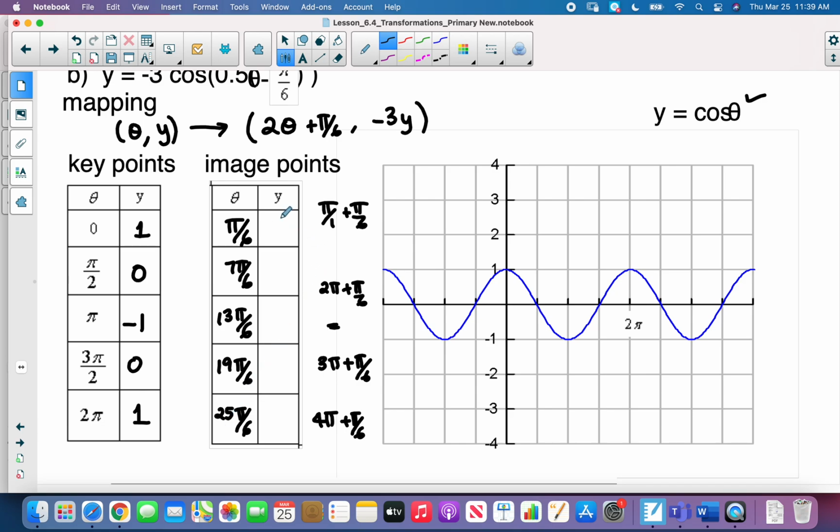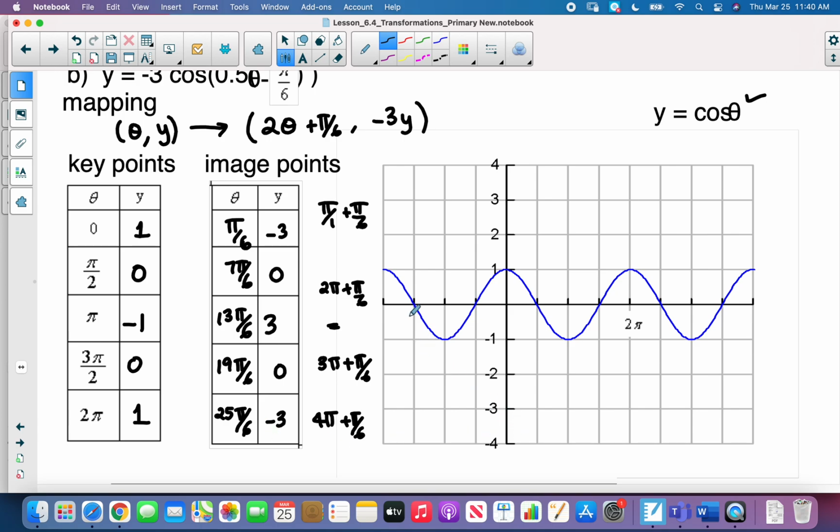Now I'm going to calculate what the mapping helps me figure out, the y values. Every y value gets multiplied by -3. So this becomes -3, this becomes 0. Sorry, this is +3, not -3. Yeah, it is -3. So it's -3, 0, then -3 times -3 is +3, 0, and -3.